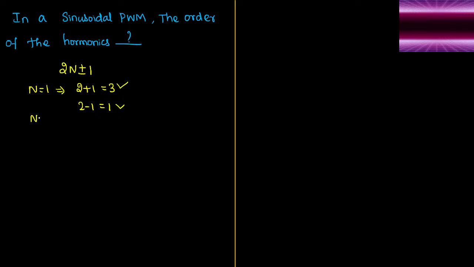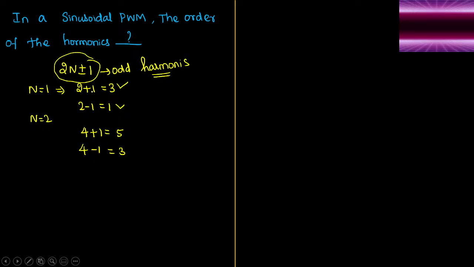Suppose the value of n equals 2, then 2 into 2 becomes 4, plus 1 and minus 1. Again, 4 plus 1 means fifth order harmonic, and 4 minus 1 means third order. So basically this generalized formula deals only with the odd harmonics. Yes or no? Yes, even harmonics are zero here, so we are not considering that effect. That's all. Just remember this. That is sufficient. So here I hope I have given all types of questions related to our systems.